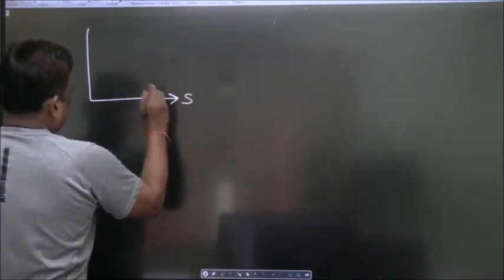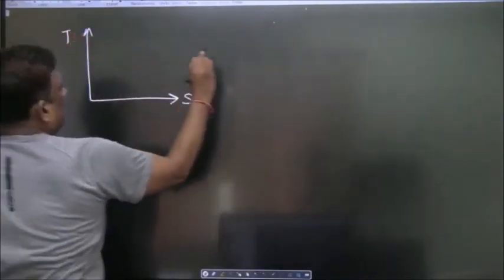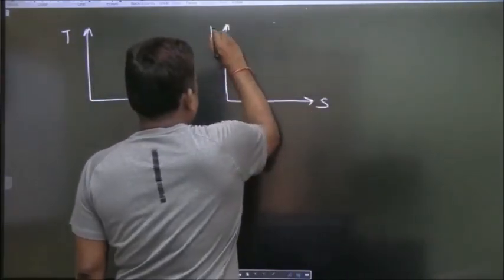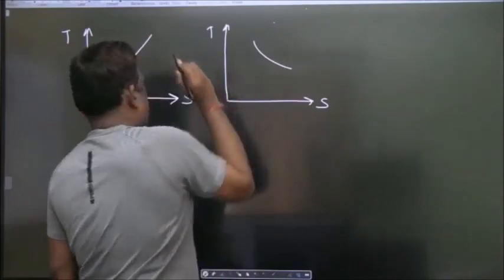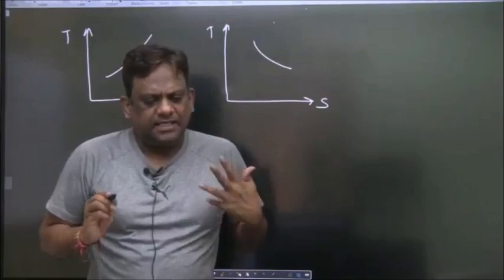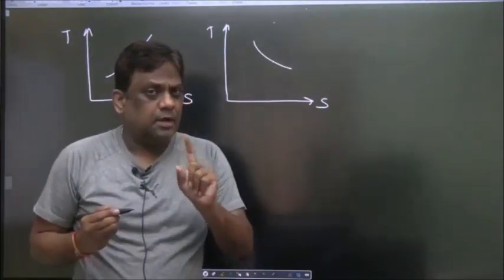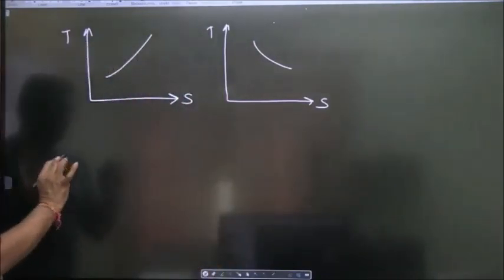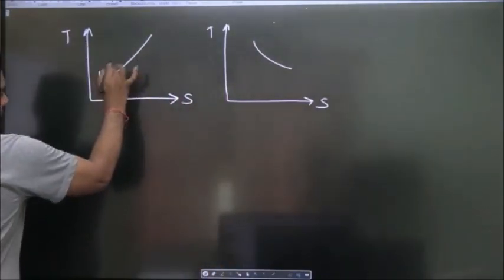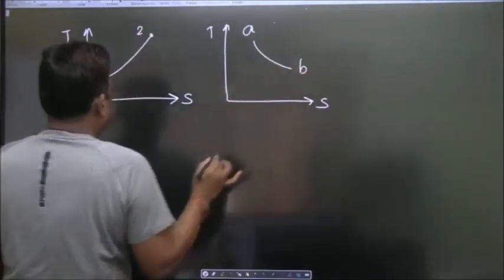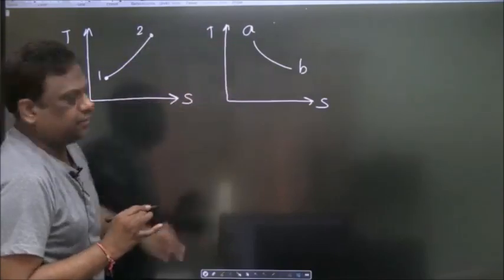Let us take a process, like some process. Let us assume these processes to be reversible. Now he may be asking you to calculate heat transfer. So for this process, let us say the process is occurring from 1 to 2, and it is occurring from A to B.